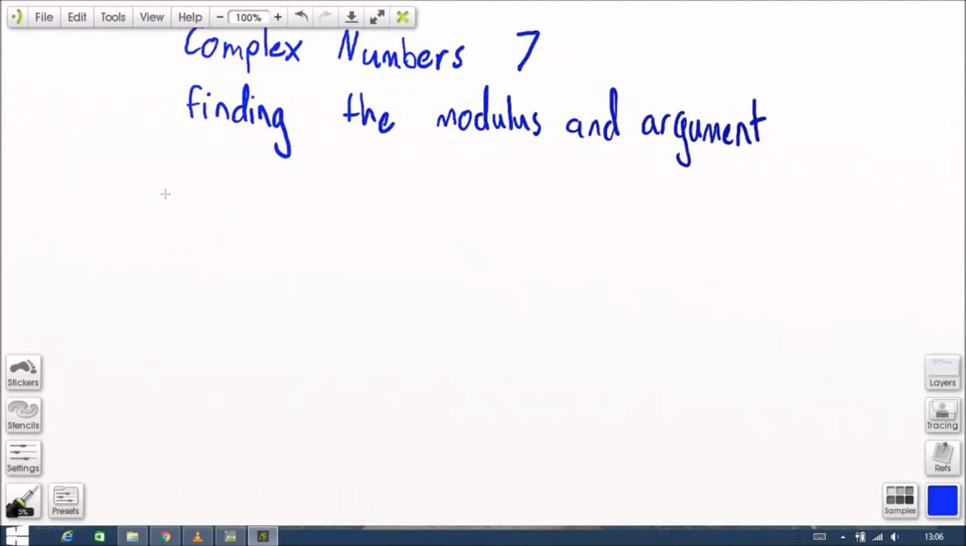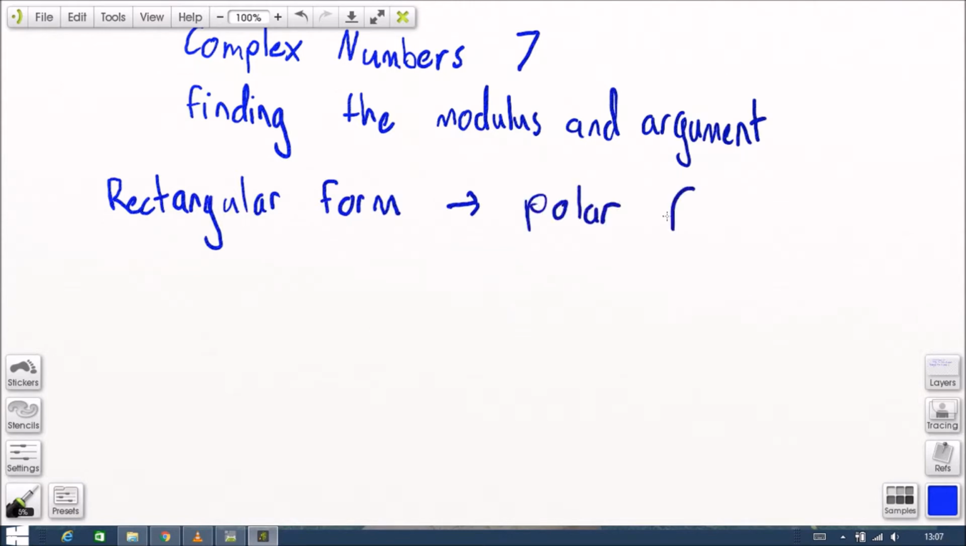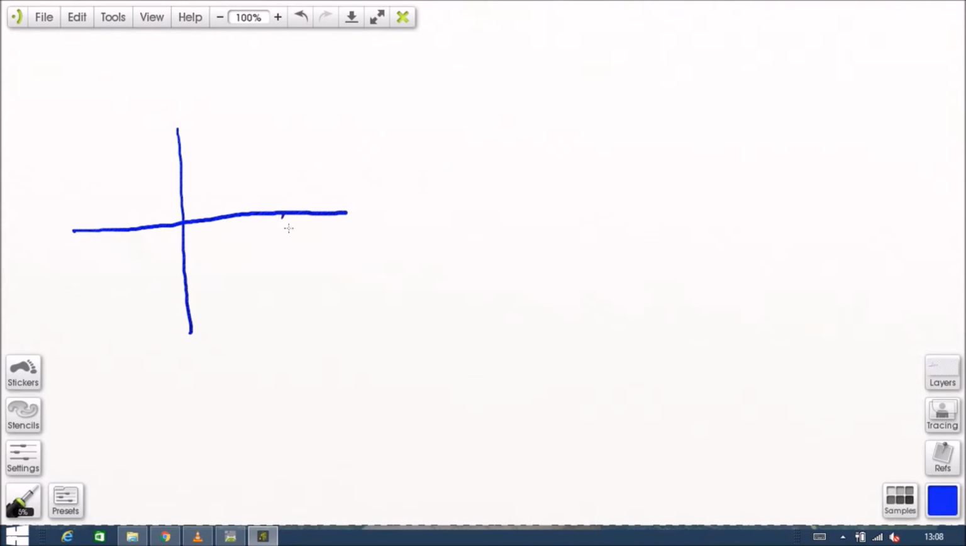Today we're going to look at finding the modulus and the argument of a complex number, which will help us go from the rectangular form to the polar form of that complex number. So if we start with the complex number 4 plus 3i, and I'll draw that in, we'll call that z, so that's 4 plus 3i.